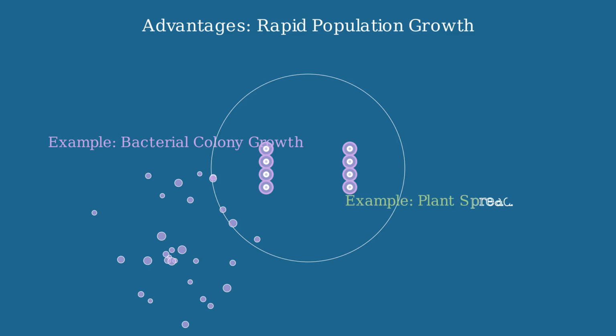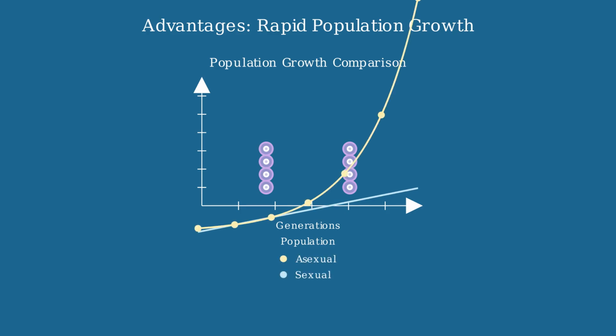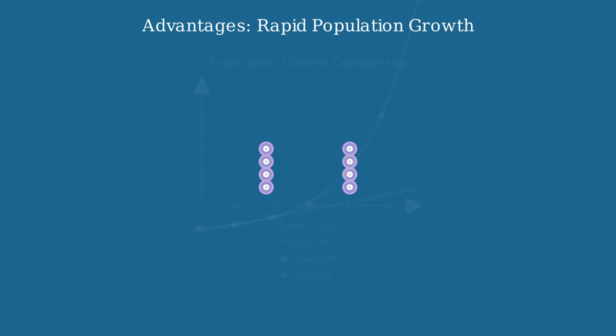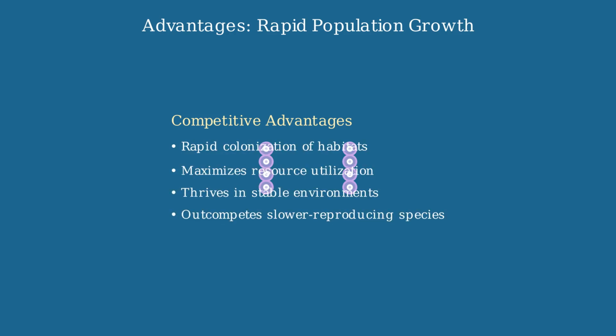Plants that reproduce asexually through runners or rhizomes also show rapid population growth. A single plant can produce multiple new plants, spreading quickly across available habitat. This growth pattern is exponential rather than linear, allowing much faster population increases than sexually reproducing species. This rapid population growth provides several competitive advantages, particularly in stable environments. Asexually reproducing organisms can rapidly colonize available habitats, maximize resource utilization, and outcompete slower reproducing species.